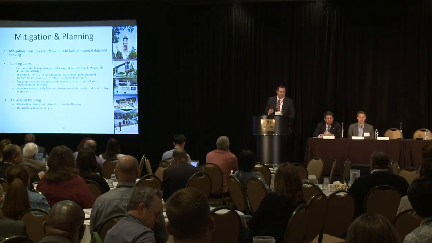Addressing some of the mitigation and planning, the mitigation measures are kind of difficult here because of a lack of historical data. We just didn't have earthquakes in the north central Texas area, as well as funding. It's hard enough to get funding to handle the things that we have on a day-to-day basis. We just went through flooding last year, and we had a tornado last year, getting funding to address those issues, let alone for earthquakes. Building codes are another big issue that we've been planning for. Current codes follow the standards of low seismic risk zones, the older maps of a lower magnitude event.